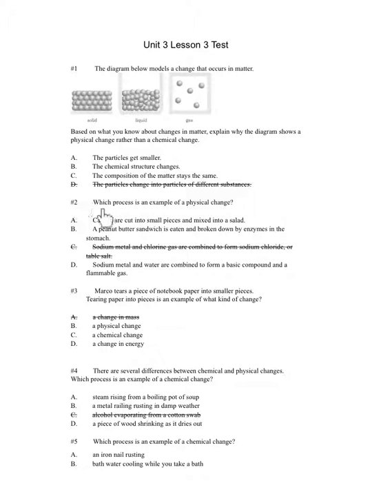Number 2. Which process is an example of a physical change? A. Carrots are cut into small pieces and mixed into a salad. B. A peanut butter sandwich is eaten and broken down by the enzymes in the stomach. C. Sodium metal and chlorine gas are combined to form sodium chloride, or table salt. D. Sodium metal and water are combined to form a basic compound and a flammable gas.